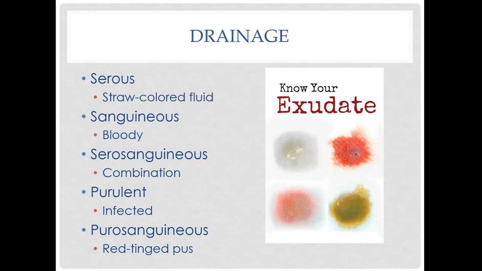Okay, so different drainage. Serous is our straw-colored fluid, kind of clear or straw-colored. Sanguinous is bloody. Serosanguinous is a combination of the serous and sanguinous, obviously, and so it's going to look a little bit more pink in color. And then purulent can be green or yellow, kind of thick. That means we've got an infection going on. And then purosanguinous would be red-tinged pus. You need to know what these are and how they present.